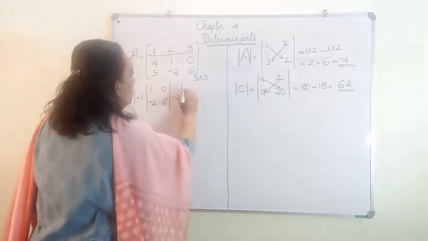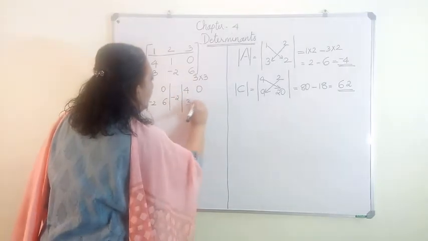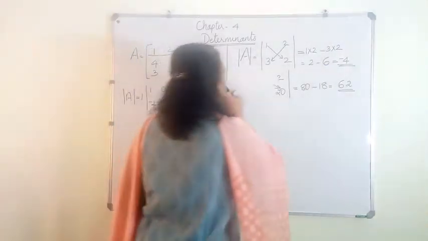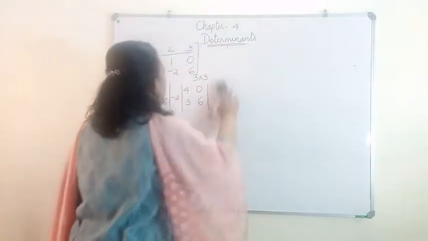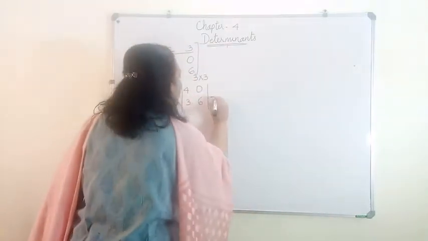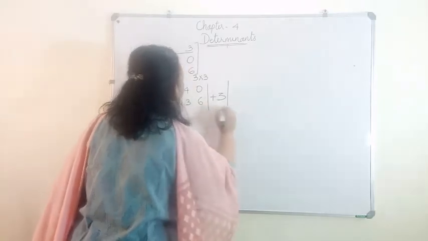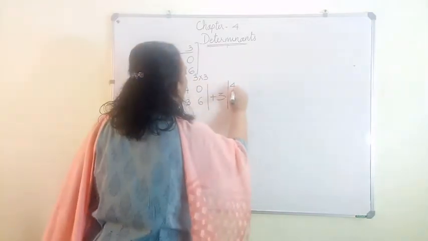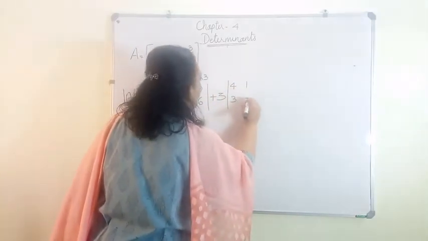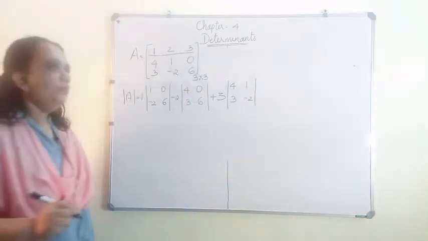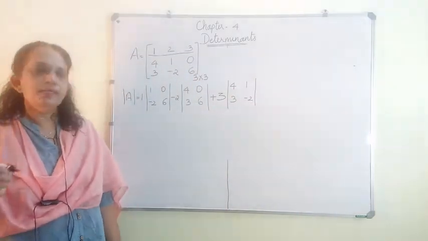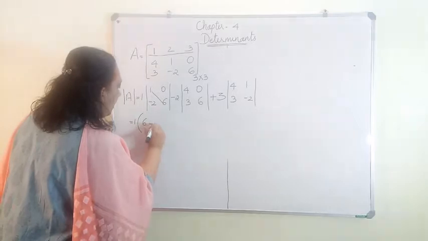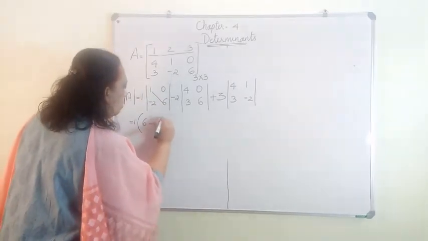So, you get the determinant 4, 0, 3, 6. I hope you are along with me. Then comes the third value, plus 3 into determinant. You eliminate the first row and the third column. What is the determinant? 4, 1, 3, negative 2. And all of you know how to find the value of a second order determinant. It is equal to 1 into 6 minus 0 into minus 2 is 0.